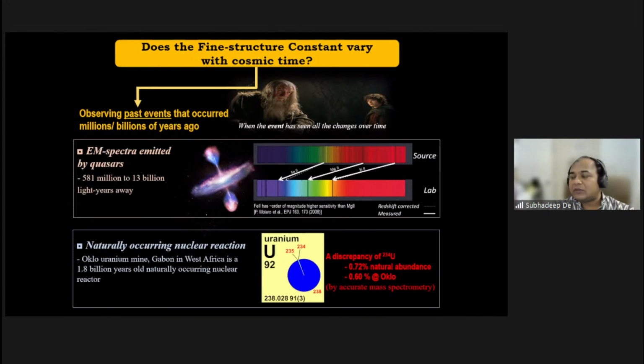So these are the two different ways where one can measure variation of the fine structure constant, occurring over the last billions of years. One was quasar absorption spectra, which was emitted 100 billion years ago or something like that, and one was looking into the nuclear fissions, which actually started, let's say, 2 billion years ago, and so on.